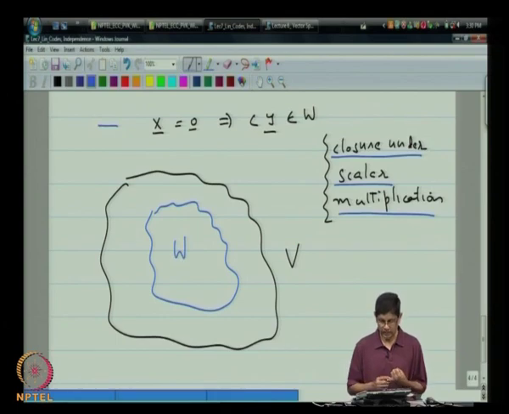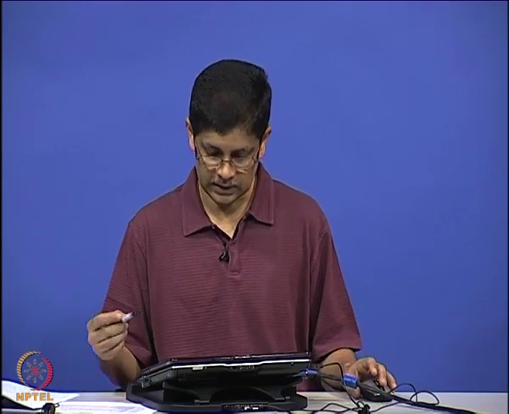So, the axioms, for example, like associativity under addition, then commutativity under addition, then associativity under scalar multiplication, distributive property of scalar multiplication, and the action of the identity element, these 5 other properties follow just from the fact that W is a subset of V. So, there is no verification needed.